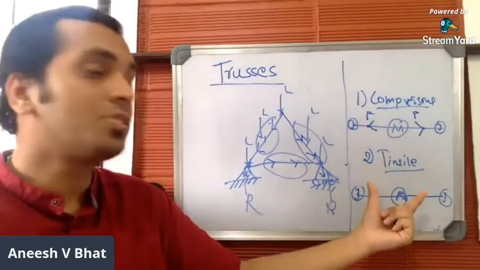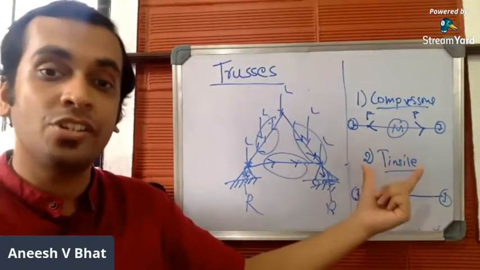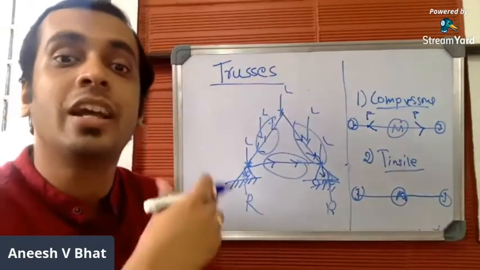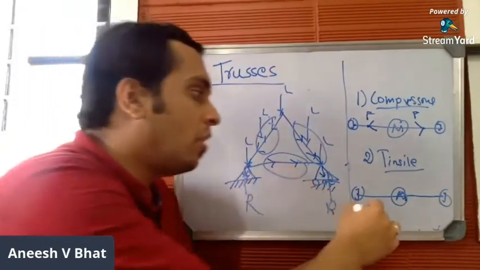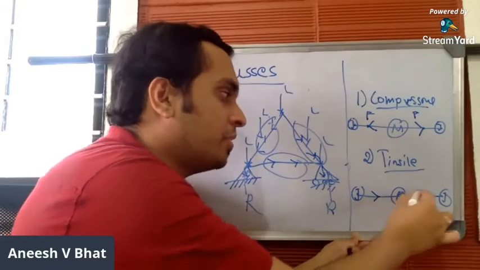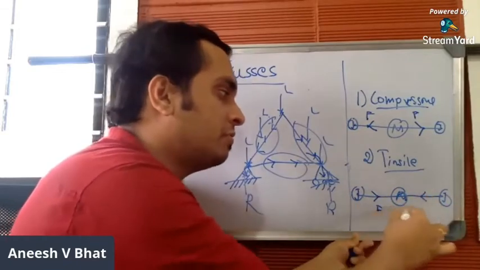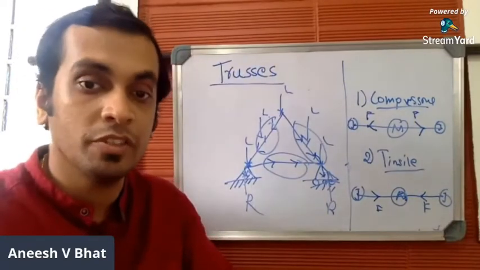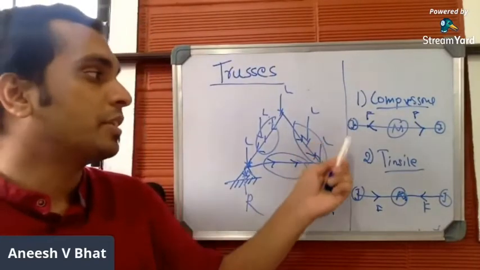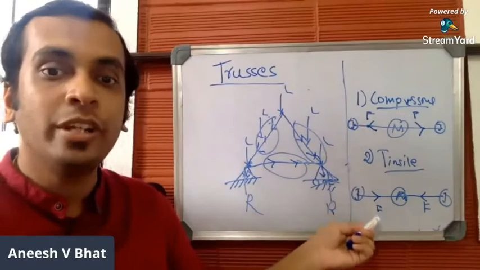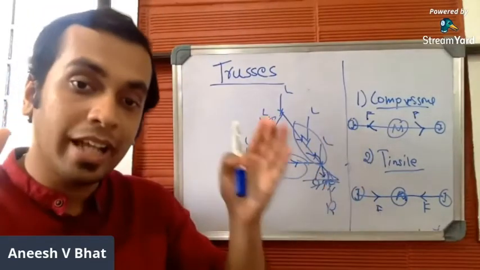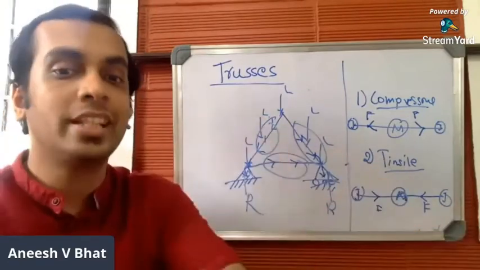If the same straight member is under tension, or carries tensile force, the force will always be directed away from the joints. You have to remember this very well. This is how you indicate. Just by going through this, you'll understand whether a particular straight member carries compressive load or tensile load.